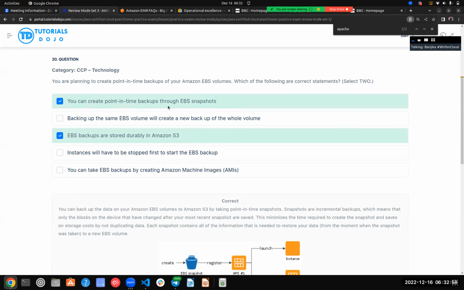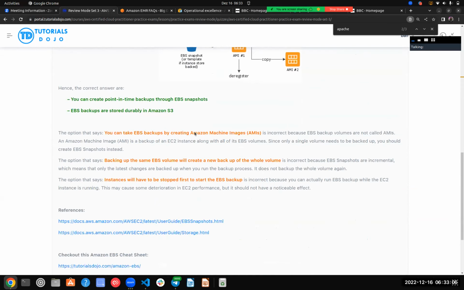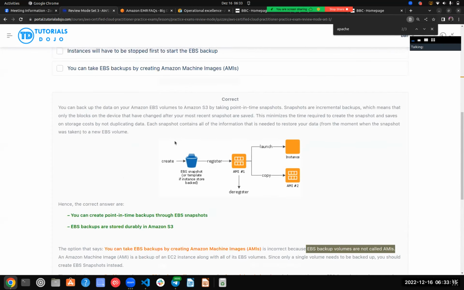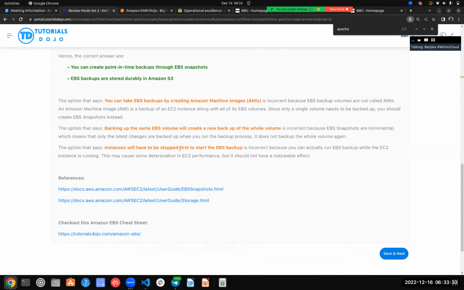Point-in-time backups come with EBS snapshots, and the snapshots are always stored in S3. EBS backup volumes are not called AMIs. I don't know if that helped. Yes, I totally understand now. Right, and normally you don't need to stop the instances. You can do that while the instance is running.